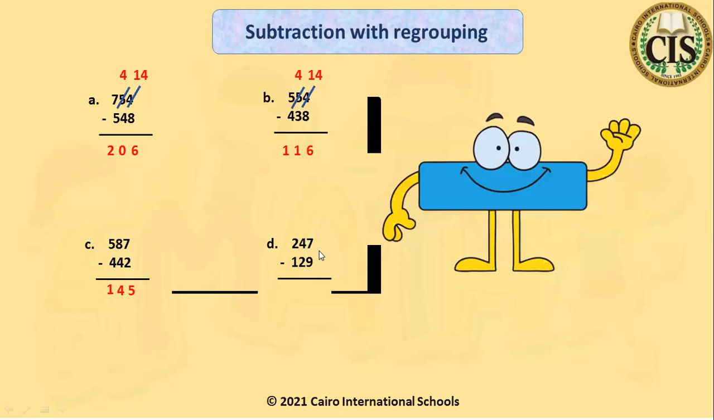We go to next door. Excellent, Kenzie. Very good. We don't have more on the top. We have more on the floor. So we must go to next door and knock, knock, knock. Can you give me one, please? Yes. So 4 will be 3. And 7 will be 17. Very good.